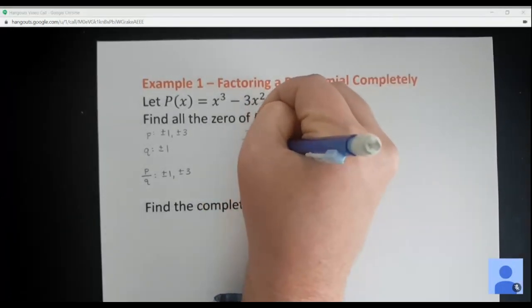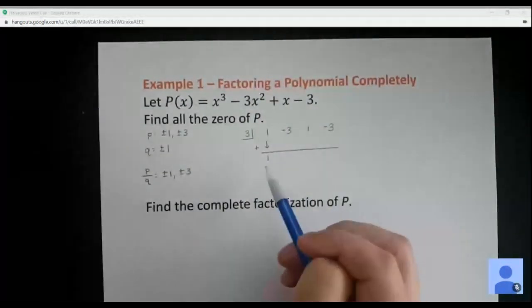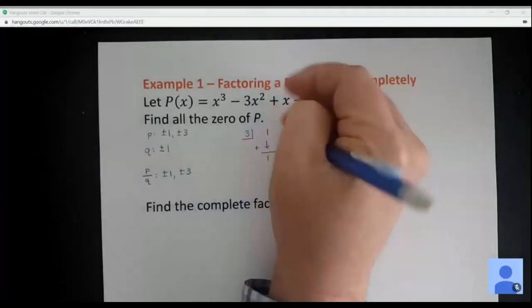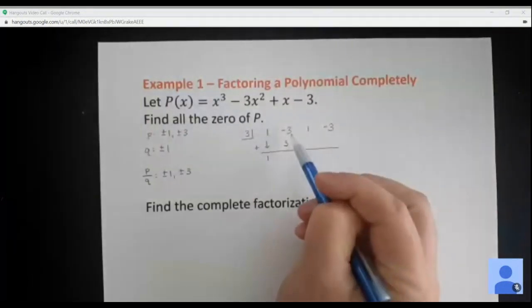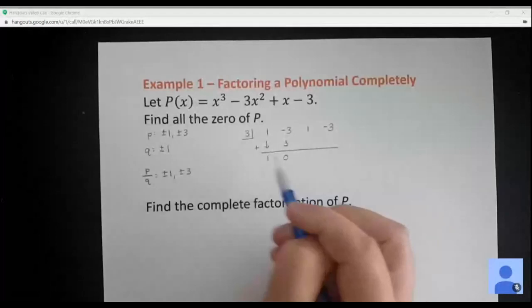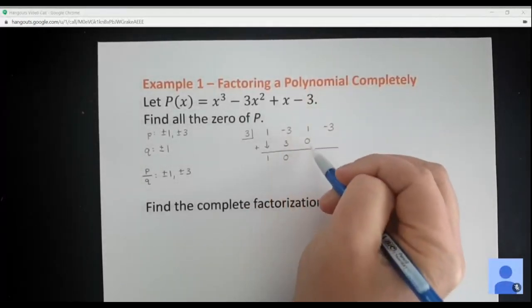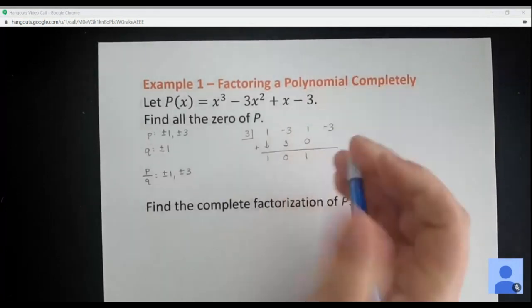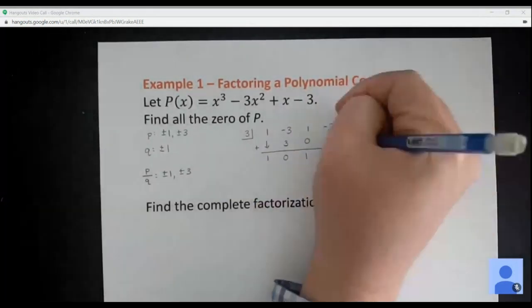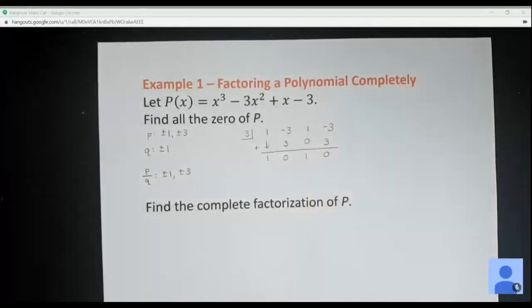Again, first step, bring down that first term. So that gives us a 1. Then we can multiply. So we do 1 times 3. That's going to give us +3 here. -3 plus 3 is going to give us 0. 0 times 3 is 0. 1 plus 0 is 1. And then 1 times 3 is going to be +3. And when we add those together, our remainder should be 0 this time.